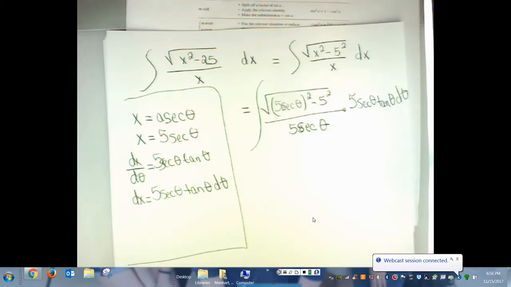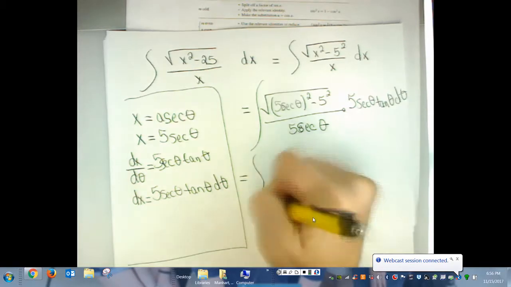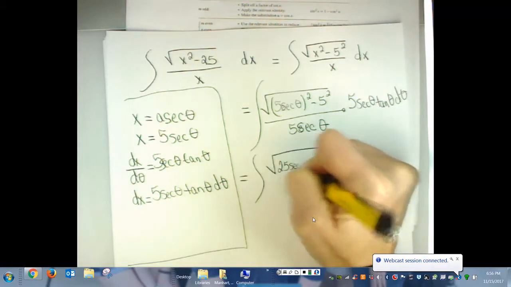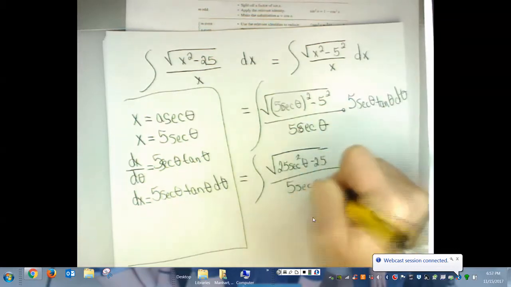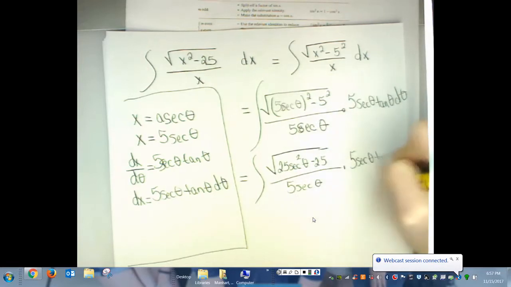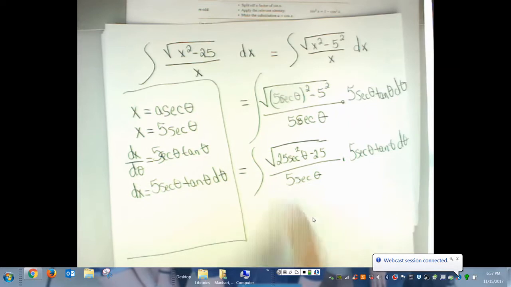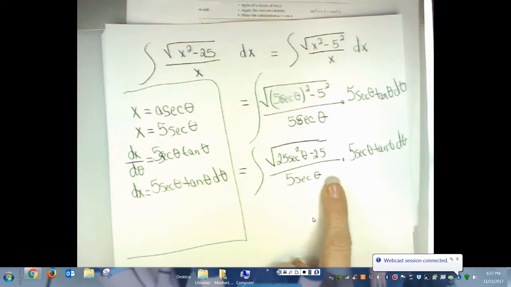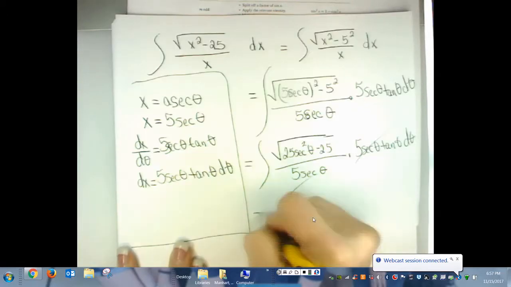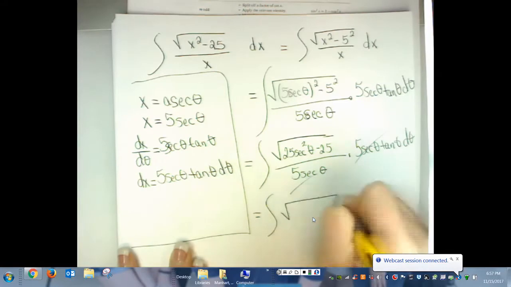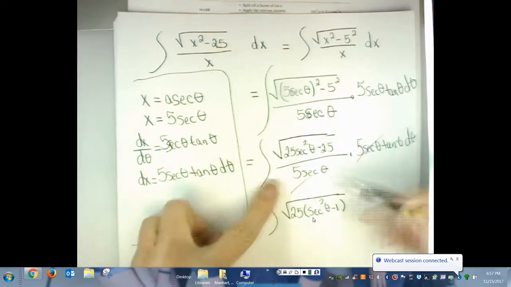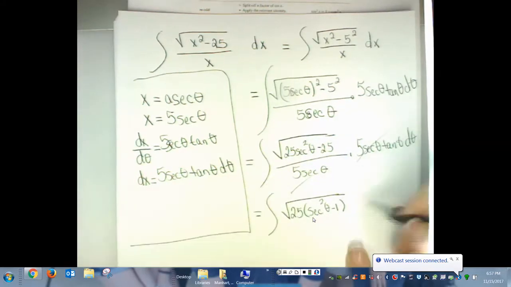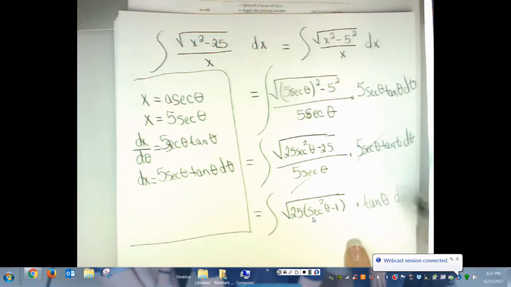Then, again, the whole purpose of the trig substitution is to get rid of the radical. So that's going to be the square root of 25 secant squared theta minus 25, all over 5 secant theta, times 5 secant theta tangent theta d theta. Some students would go ahead and cancel the 5 secant theta with the 5 secant theta, and I think that's a good idea. Then under the radical, we have 25 factored out, and we have secant squared theta minus 1. Our denominator now is 1 since I canceled with the 5 secant theta. And then we have to multiply by the remaining tangent theta there.